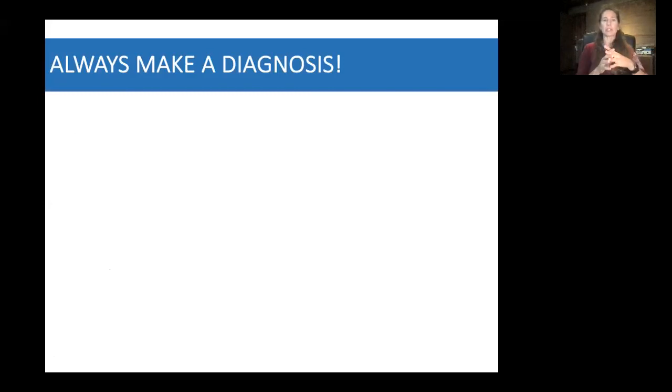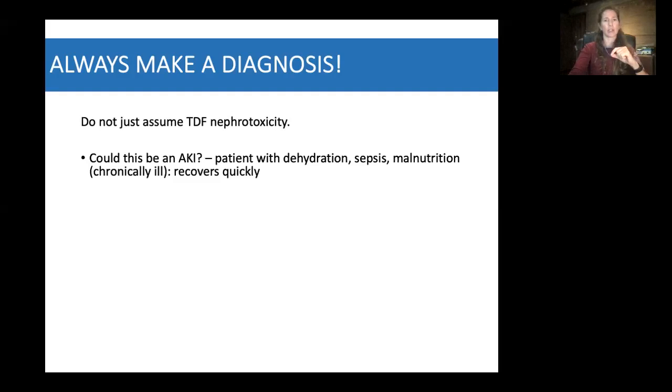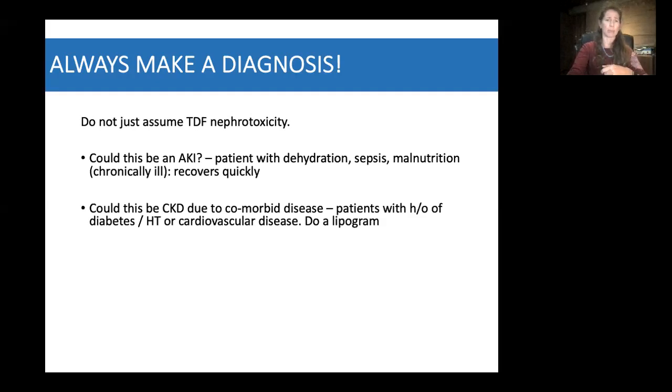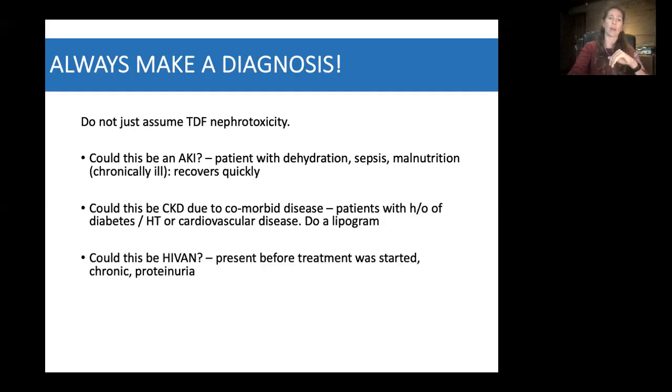So some of my key principles, therefore, with renal is always make a diagnosis. Ask yourself first, is this an AKI? Is this patient dehydrated? Is he septic? If they're very malnourished, you can't tell if they are dehydrated, and often the creatinine is up a bit. Secondly, might this be chronic kidney disease due to something else? Do a lipogram, check that blood pressure, look for diabetes. Quite often there are other much more prevalent reasons why that creatinine is going up.